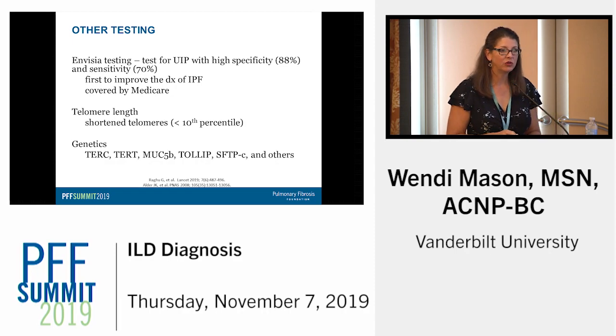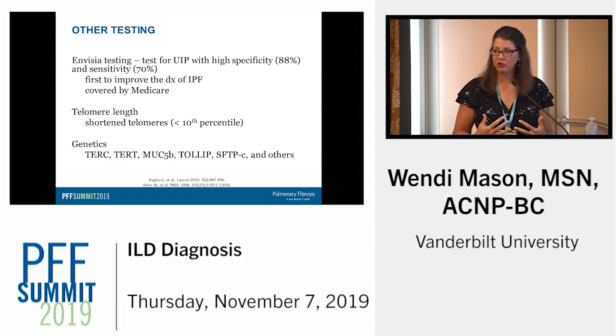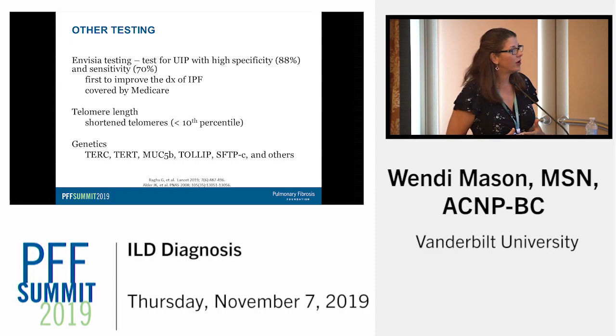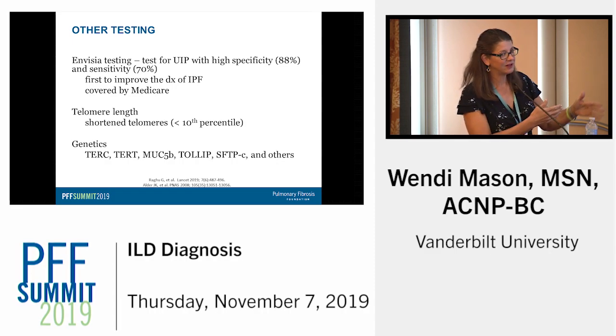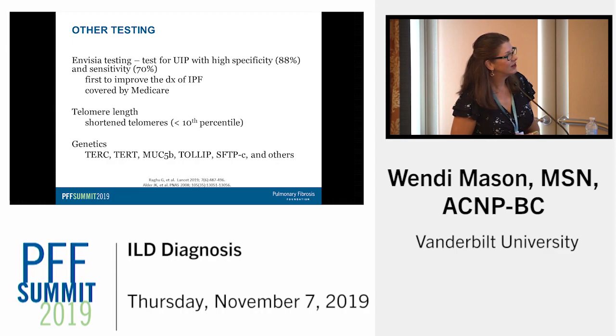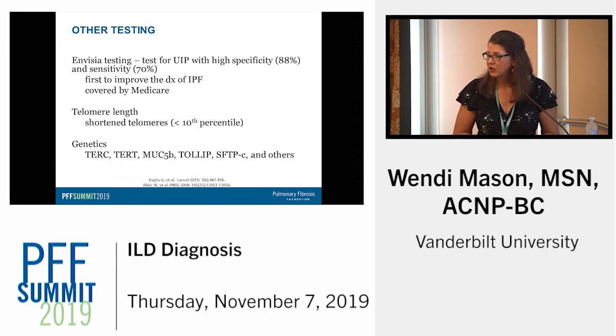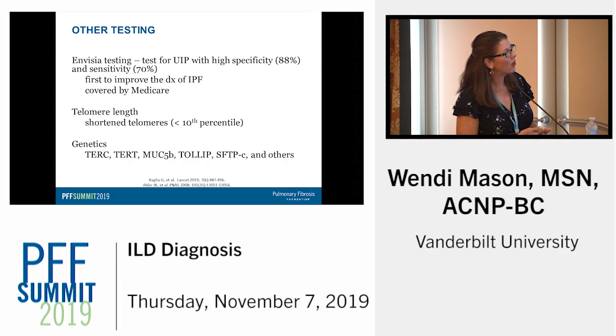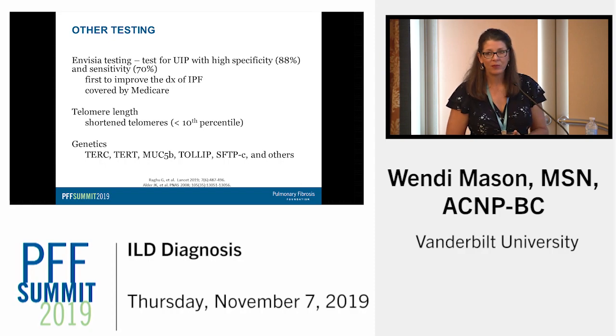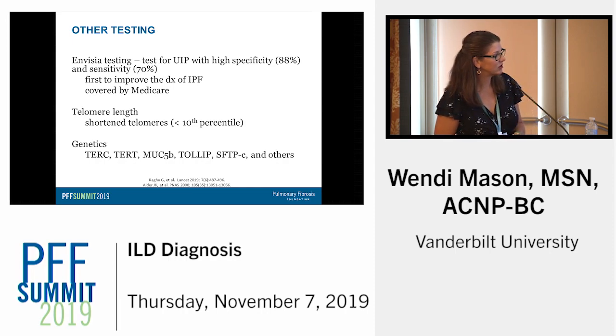This is something that's newly approved by Medicare. We're starting to use it in our practice. I think one of the previous slides said CT has a specificity for UIP at 43%. So I don't know how often this is used yet. Like I said, it's pretty brand new, but it's worth reading about and looking into to get a more confident diagnosis for your UIP patients.